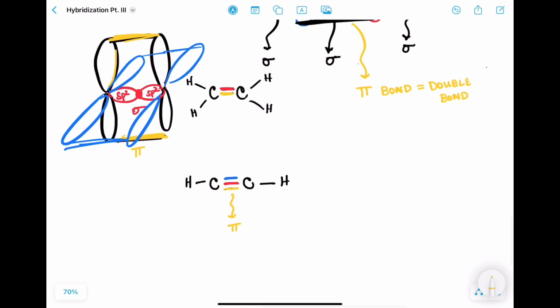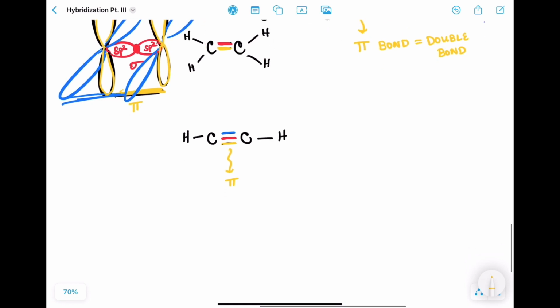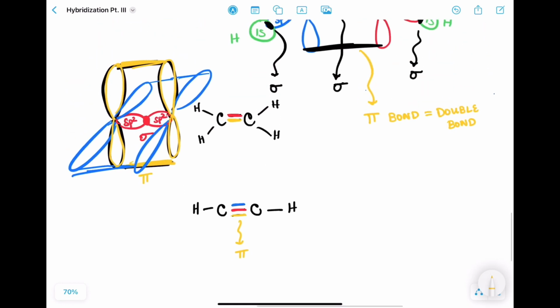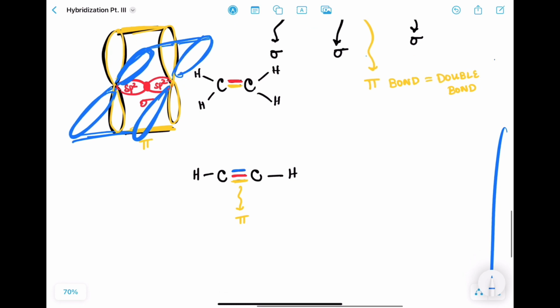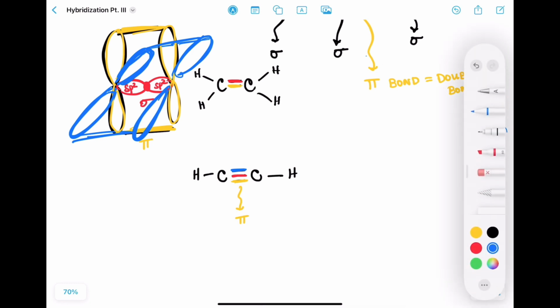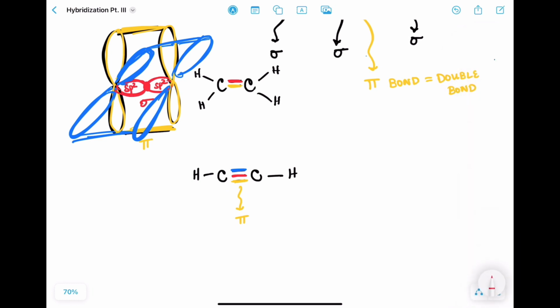And so I want to reiterate this point because it is confusing. Everything in the yellow, these two unhybridized p orbitals, is going to just be this one bond in the yellow when it comes to this molecule. Everything in the blue is going to be this bond. And then what's in the red is going to be the sigma bond. So the red is that bond in the middle.